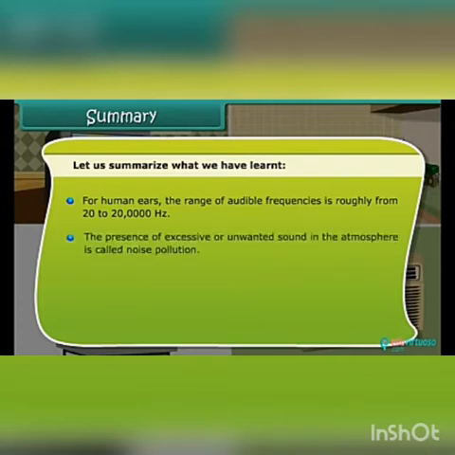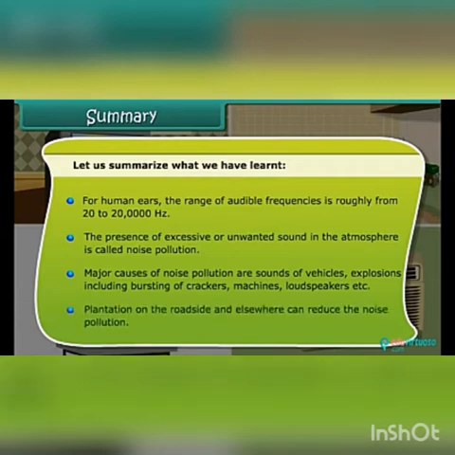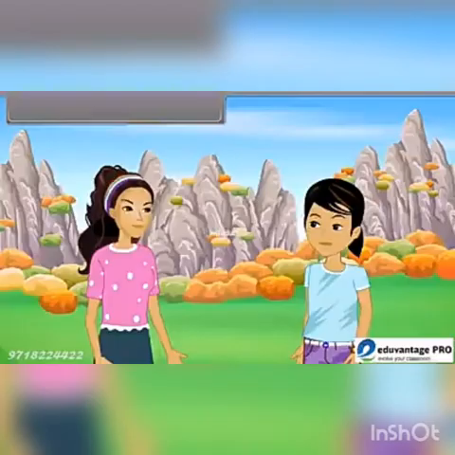The presence of excessive or unwanted sound in the atmosphere is called noise pollution. Major causes of noise pollution are sounds of vehicles, explosions including bursting of crackers, machines, loudspeakers, etc. Plantation on the roadside and elsewhere can reduce noise pollution.